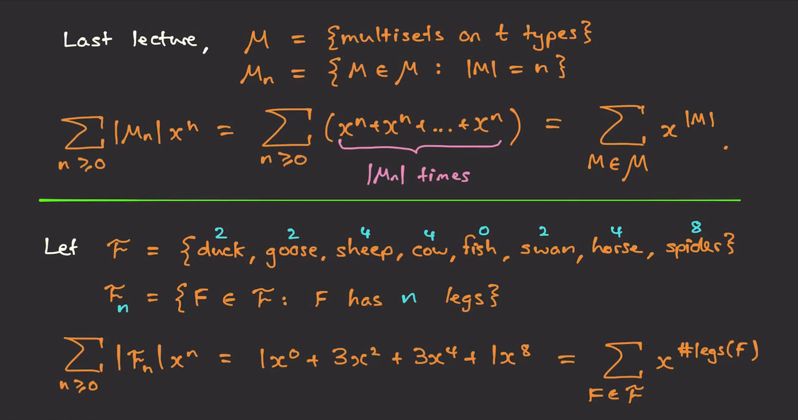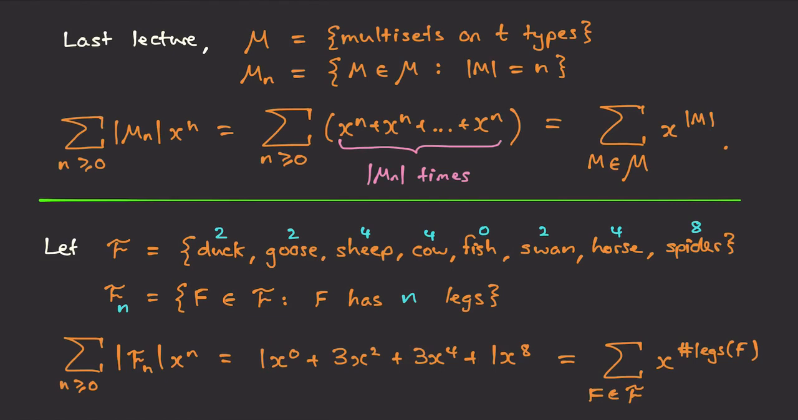The sum over all animals in the set F of x to the power of the number of legs of that animal. If you think about expanding that sum, each animal will contribute one term, and the term it contributes will be x to the power of the number of legs. Because there are 3 animals that have 2 legs in the set, we will get 3 x squared terms. By similar arguments, we'll get 1 x to the 0 term, 3 x to the 4 terms, and 1 x to the 8 term. When we gather like terms together, we get exactly the sum in the middle.